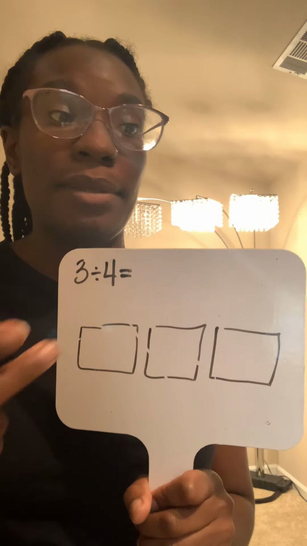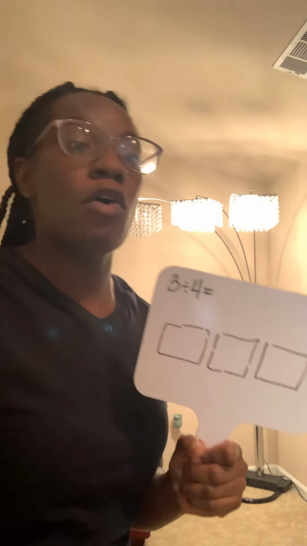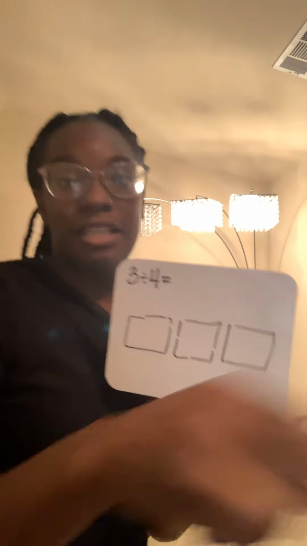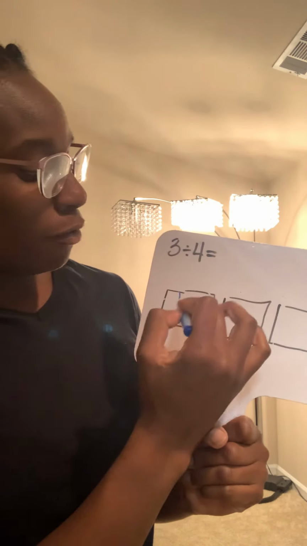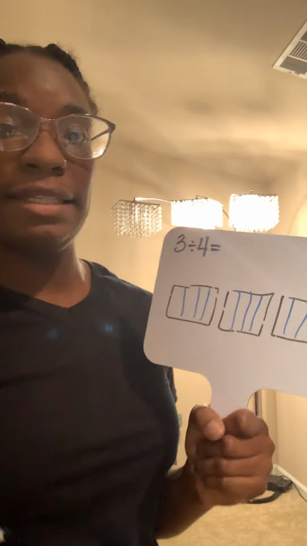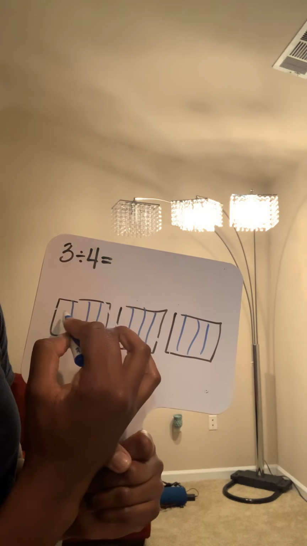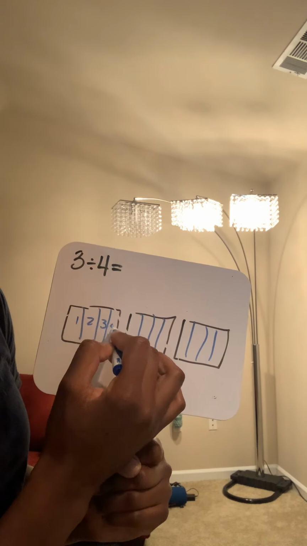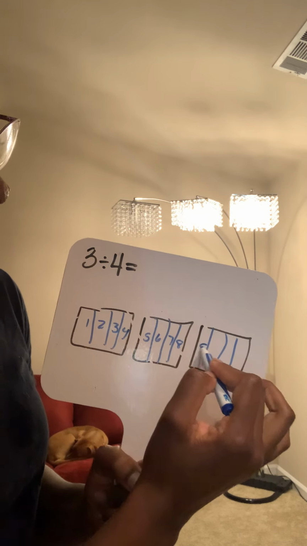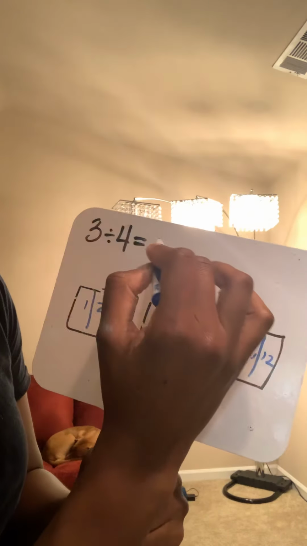Now, second problem that we're going to go over is 3 divided by 4. We're going to use that same step process. We know that we've got to partition it into fourths. All right, 1, 2, 3, 4. 1, 2, 3, 4. 1, 2, 3, and 4. All right? So now, all together, we've got 1/4, 2/4, 3/4, 4/4, 5/4, 6/4, 7/4, 8/4, 9/4, 10/4, 11/4, and 12/4. All right?